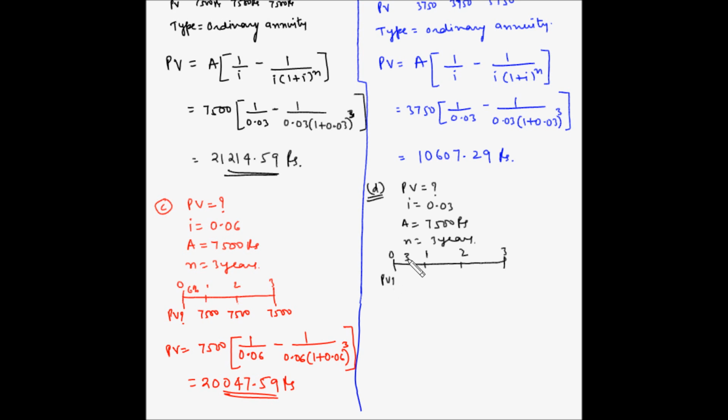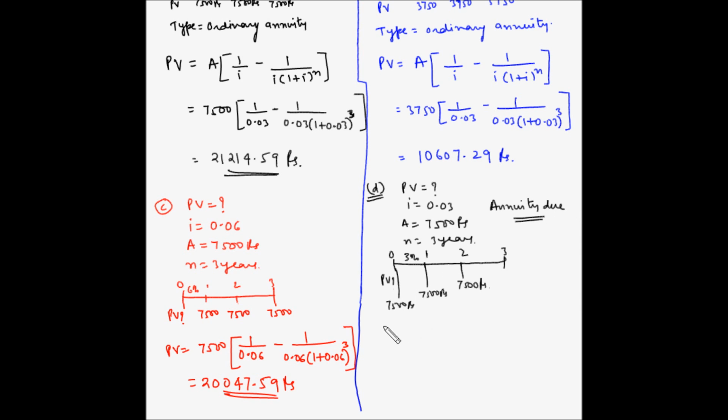Interest rate is 3%, and at the beginning of first year we are withdrawing 7500 rupees. At the beginning of second year we are withdrawing 7500 rupees, and at the beginning of third year also we are withdrawing 7500 rupees. So basically this is a type of annuity due.